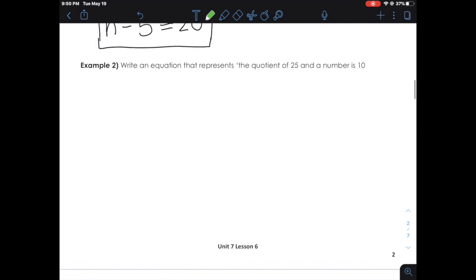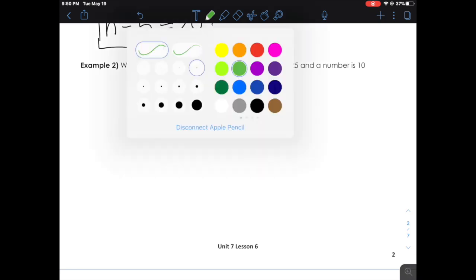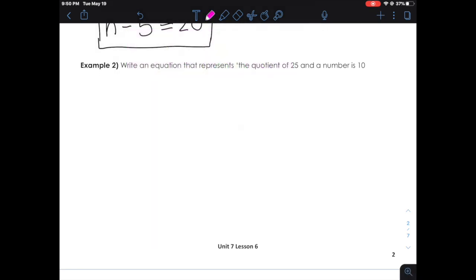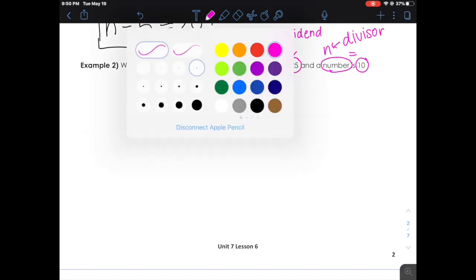Example 2 says, write an equation that represents the quotient of 25 and a number is 10. So let's mark up our text. We have the quotient. Quotient means the answer to a division problem of 25. Remember, the first number they say after a quotient is going to be your dividend. And a number, so this is going to be n, will be your divisor. And then it's saying your quotient is 10, so it's going to equal 10.